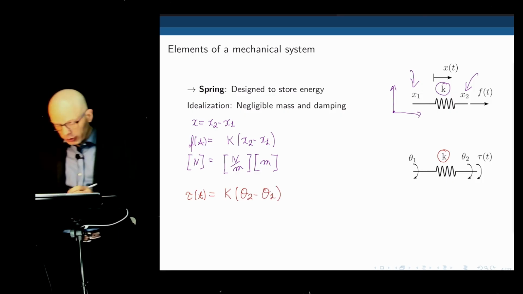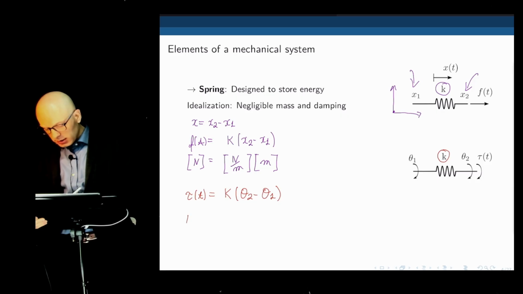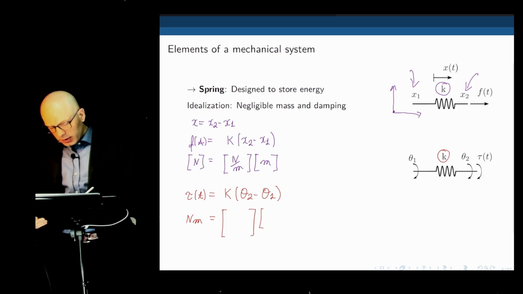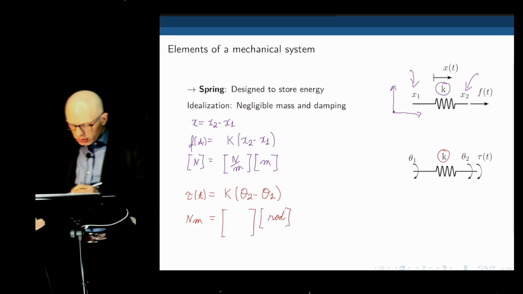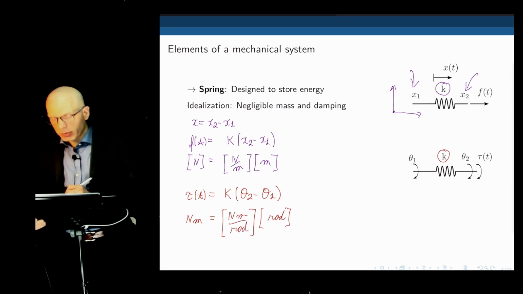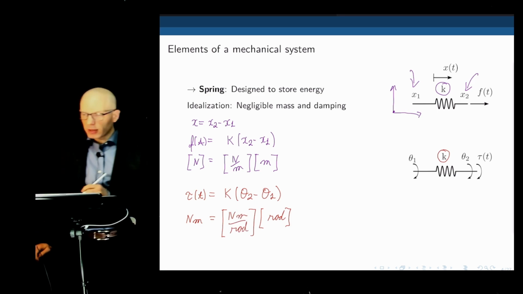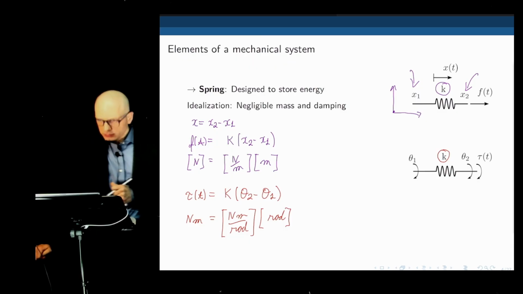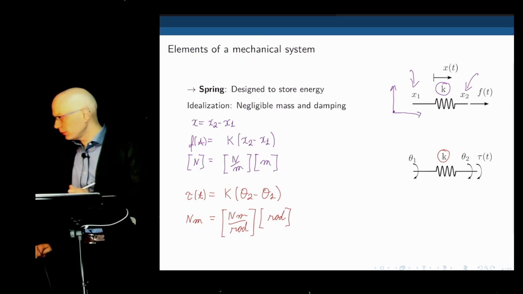What is the unit for K in this case? Well, torque is in newton meters. Theta is in radians. So what do we need K to be? We need it to be newton meter per radian. That's the unit of K. All right. Any questions?